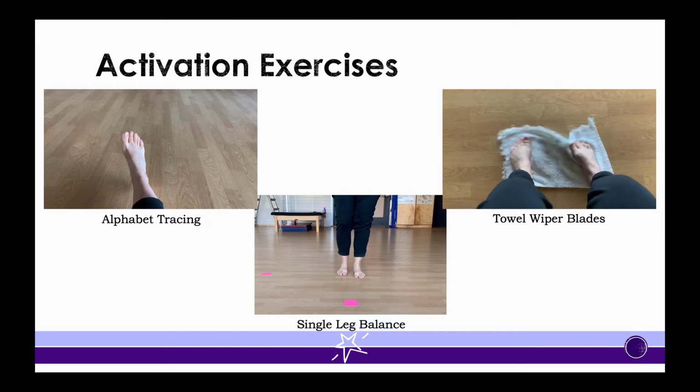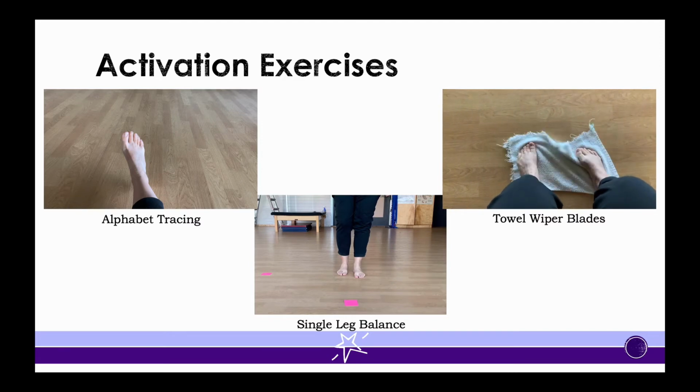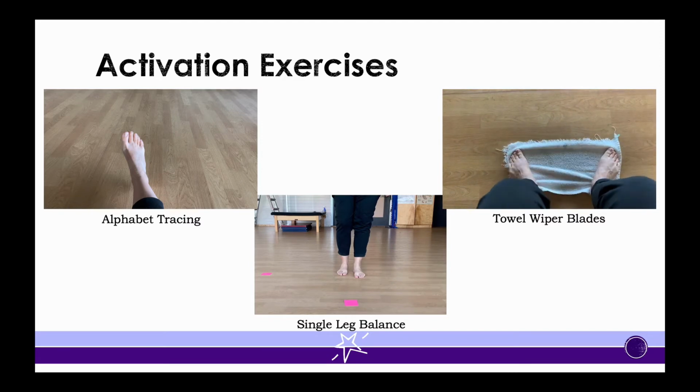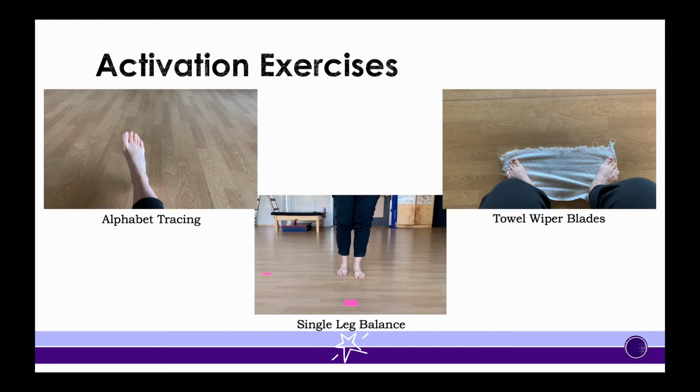Here we've got the towel wiper blades. So you can see it's like going just like windshield wipers would be going on your dash or your window, or you could actually go in alternating paths. So they're going in and then out from each other. But you can see there's a lot of movement within the ankle itself while doing it.